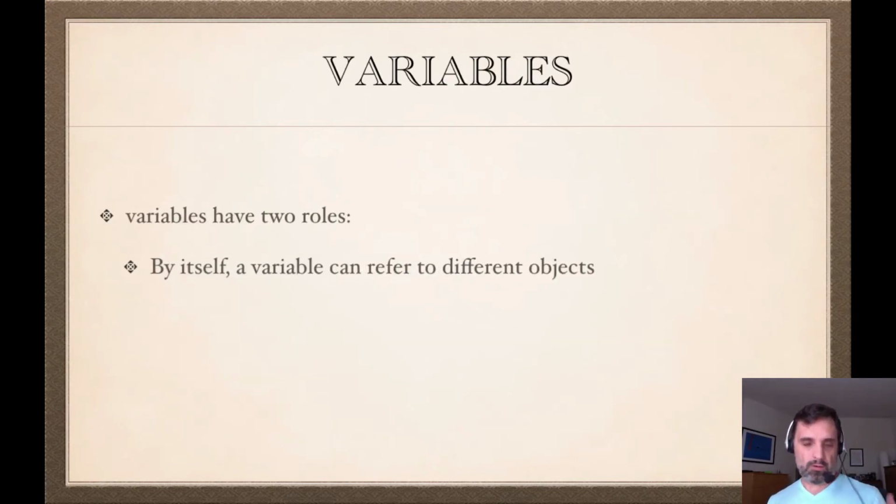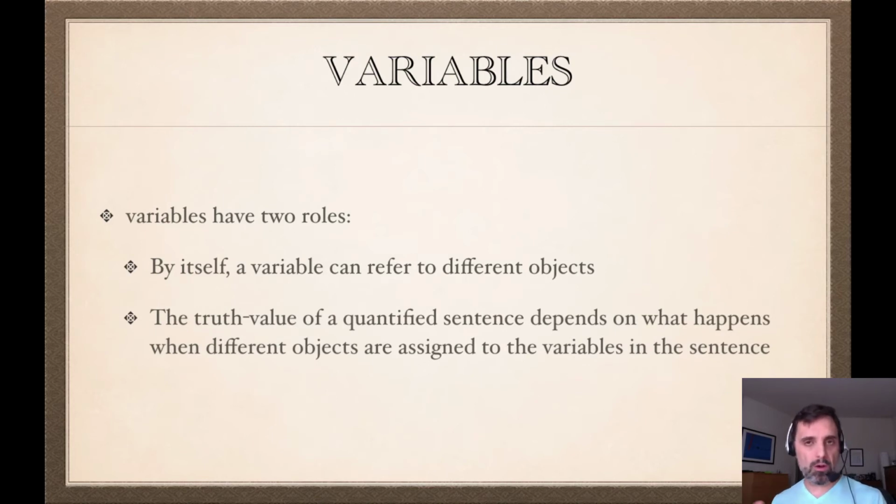A variable can refer to a particular object, or on different occasions, different objects. And then the truth value of a quantified sentence depends upon what happens when different objects are assigned to the variables in the sentence. So they, on their own, don't refer to anything, but can be assigned particular objects, and when they are assigned a particular object, the formula gets a truth value. And then if you have a quantifier in front, then the truth of the quantified sentence depends upon what happens when you assign objects to the variables in the unquantified sentence.